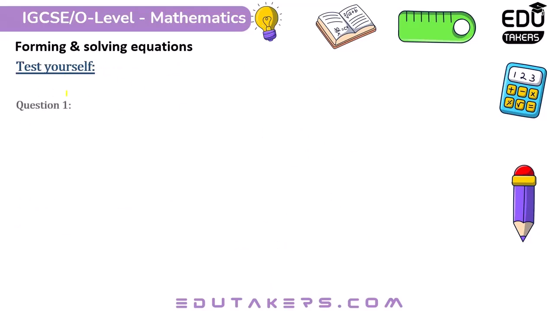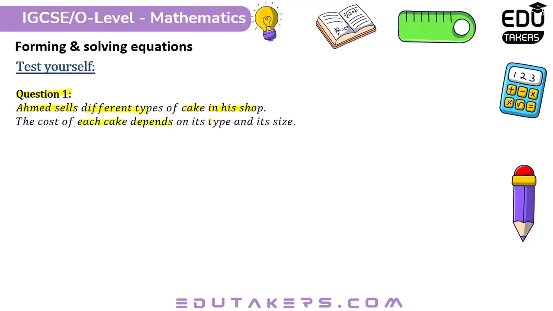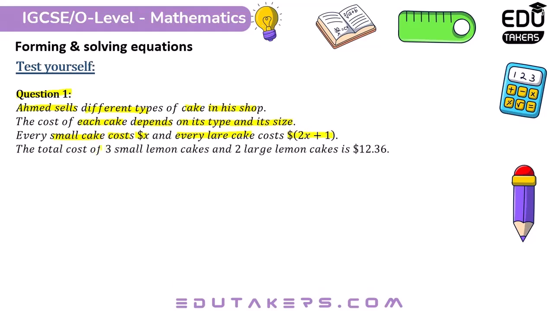Test yourself. Question number 1. Ahmed sells different types of cake in his shop. The cost of each cake depends on its type and its size. Every small cake costs x dollars and every large cake costs 2x plus $1. The total cost of 3 small lemon cakes and 2 large lemon cakes is $12.36. Find the cost of a small lemon cake. It's a 3-mark question.